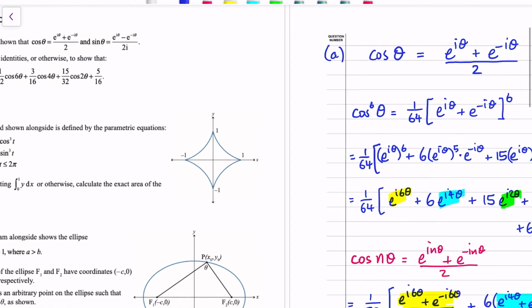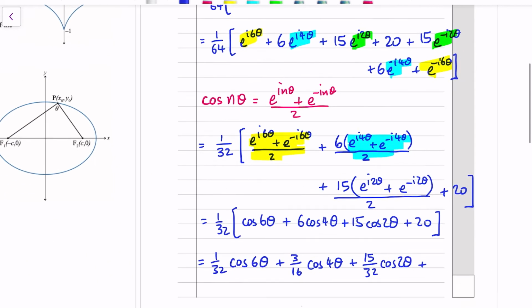Gee, 20 over 32, yeah, 5 over 16. Oh, my bad. No, that needs an over 2 there. So I paused because I looked wrong. It was wrong. So it's 10 over 32, which is 5 over 16.